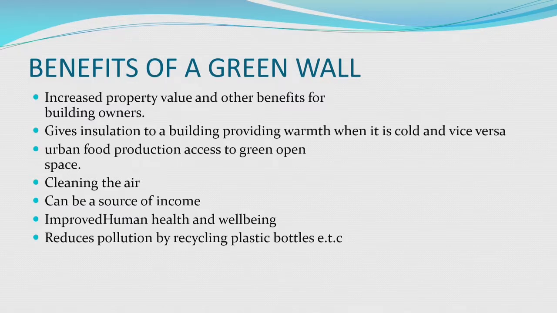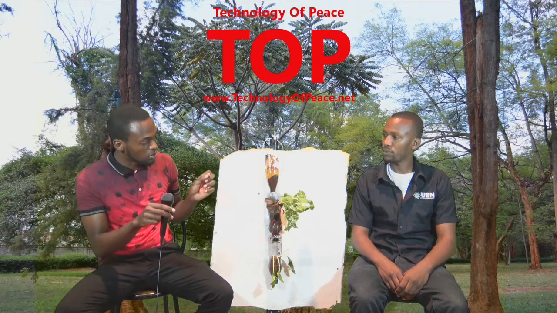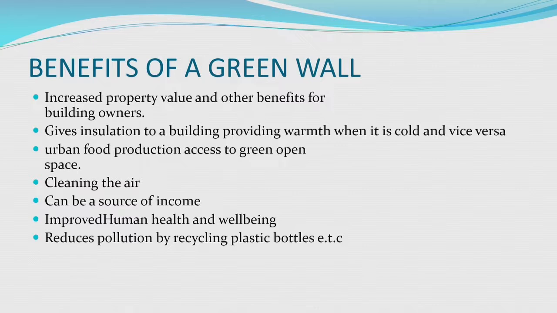The second one is that it gives insulation to a building, providing warmth when it is cold and vice versa. The green wall retains moisture between the wall of the house and the plant itself, so that when the temperature is cold outside, there's warmth, a little blanket between the wall that makes the temperature conducive for every human. And when it is hot, the moisture still provides insulation. No excess amount of heat will go into the building.